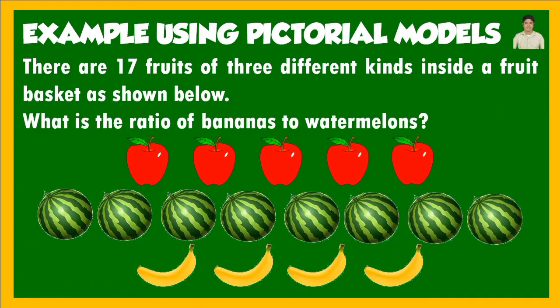What is the ratio of bananas to watermelons? So, watermelons, 8. And then yung ating bananas, we have 4. So, in word form, the ratio of bananas to watermelons is 4 is to 8. In column form, we have 4 colon 8. And then, in fraction form, we have 4 over 8 or 1/2.